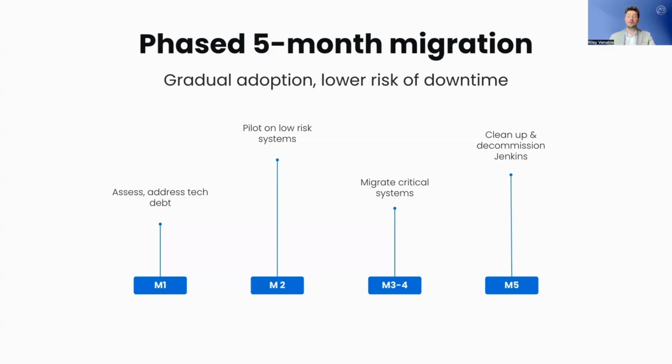Here's what we've learned from multiple migrations. Jenkins accumulates unnecessary configurations over the years. Most organizations have similar tech debt. Clean it up first, and migration becomes much simpler.